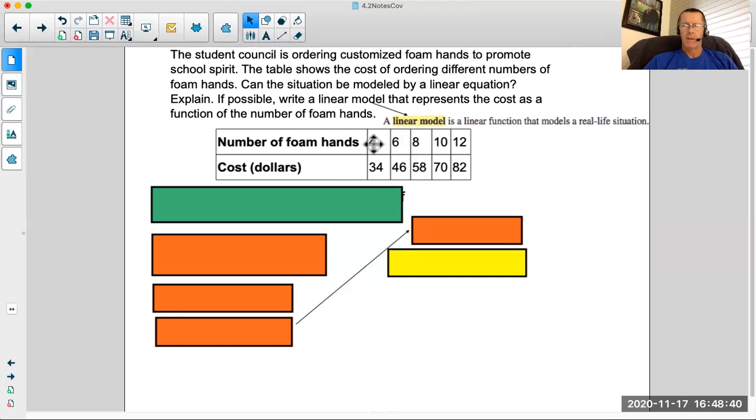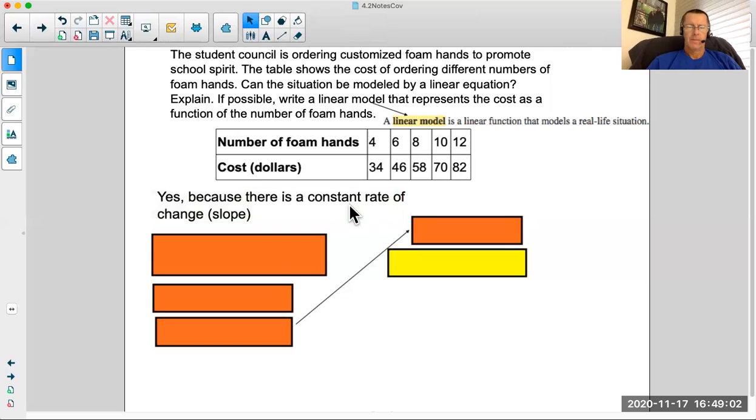And notice that if I went 4 to 12, that's an increase of 8. And that's 82 minus 34, which is 48. What's 48 divided by 8? 6. So it doesn't matter what 2 points you use, but we did want to check to make sure it was a constant rate of change. And a linear model is just a linear function that involves a real life situation.